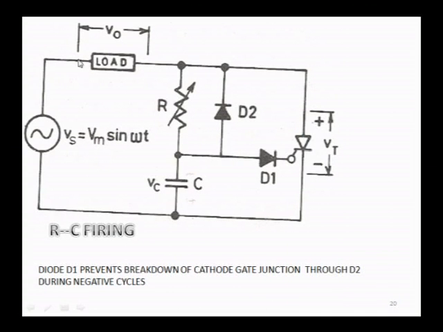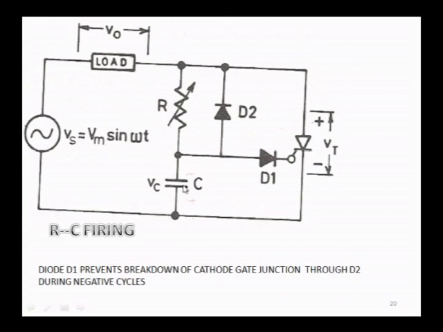So, this is the actual circuit that is expected from your side for an RC firing circuit. You can see the load here, you can see the variable resistance here, and you can see the capacitance here, and there are two diodes D1 and D2 connected. Yes, this is another requirement for a diode. D1 and D2 are protective devices also, because during the negative cycle there is a possibility of damage to the gate. So, this is very much required.